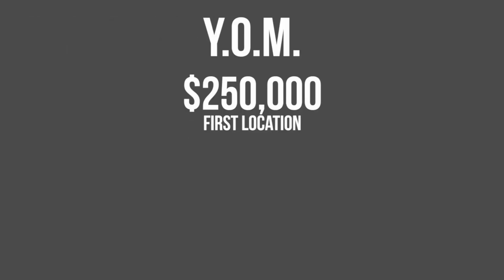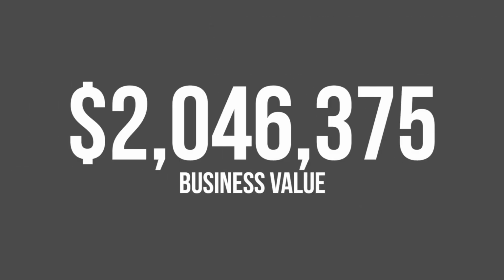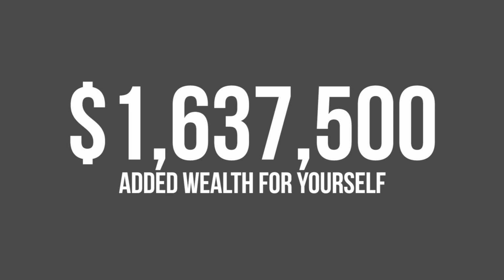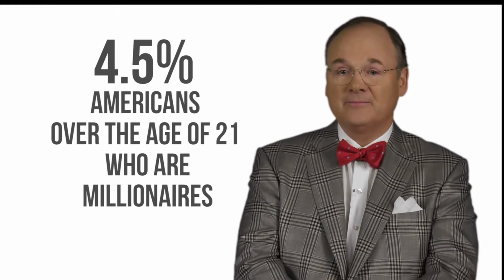Given that you invested $250,000 of YOM in the first location and $159,375 of YOM in the second location, your business investment now becomes worth $2,046,375, meaning that you've created added wealth for yourself of $1,637,500. In other words, with just 2 locations and in a potentially short period of time, you've joined the approximate 4.5% of Americans over the age of 21 who are millionaires. And you've done this the way virtually all of the Forbes 400 members do it, by investing in and growing a business using your own or other people's money.